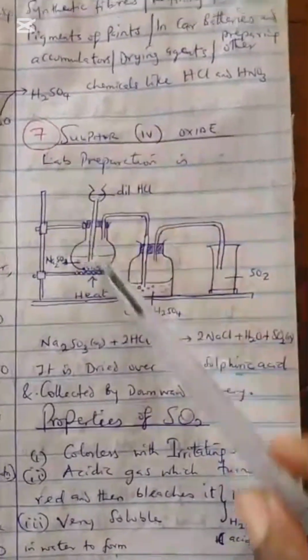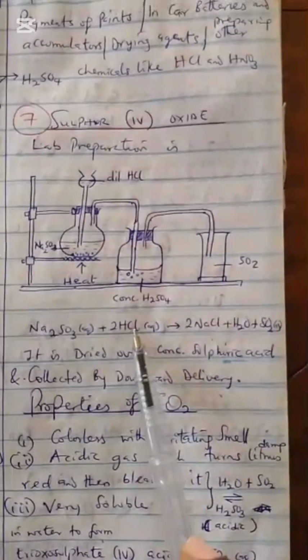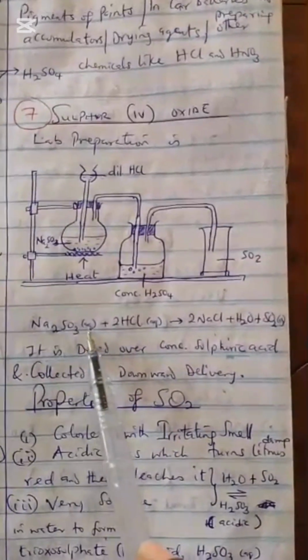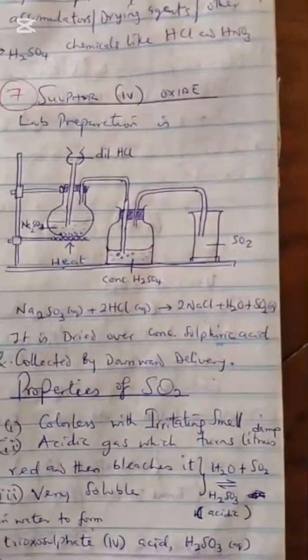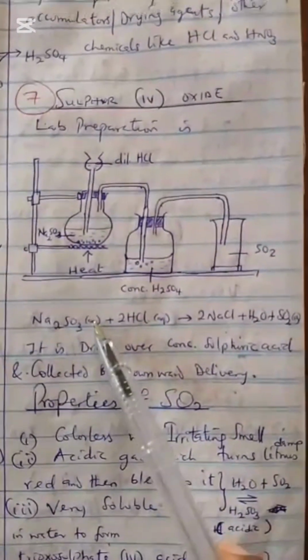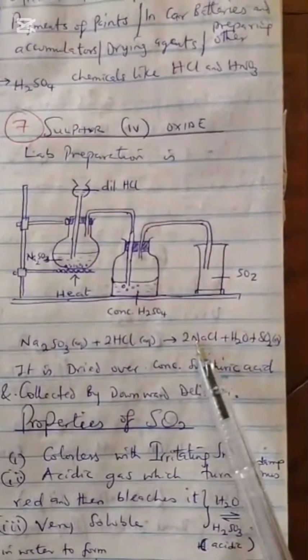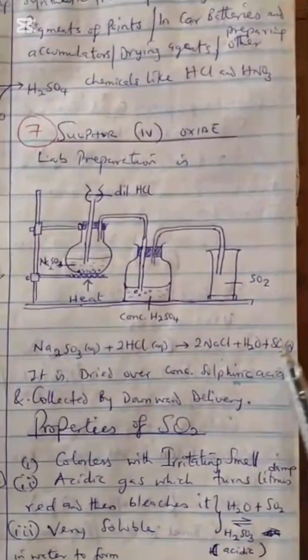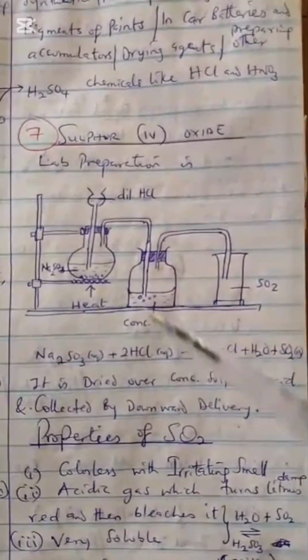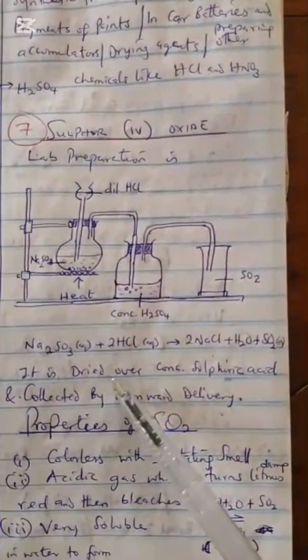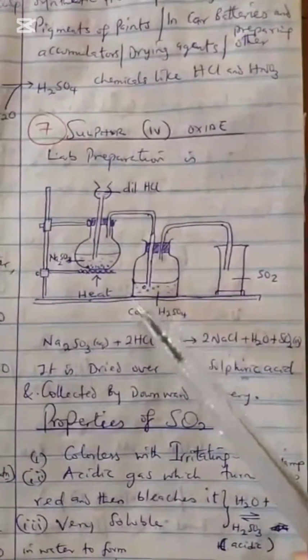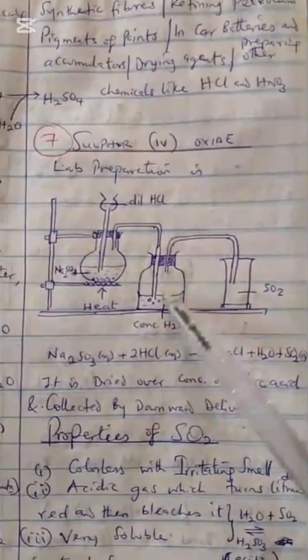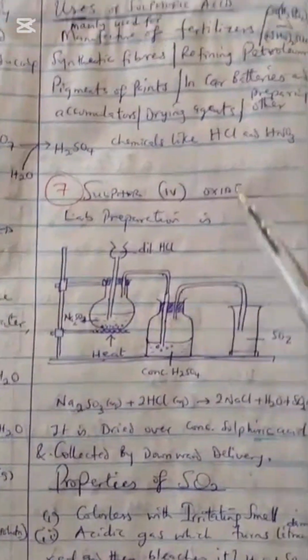All right, so this is the setup. The reaction between hydrochloric acid and sodium trioxosulfate(IV) solution gives us salt, water, and sulfur oxide. These are our target products, sulfur oxide. You can see it is dried over concentrated sulfuric acid. So this is another use of sulfuric acid as a drying agent.